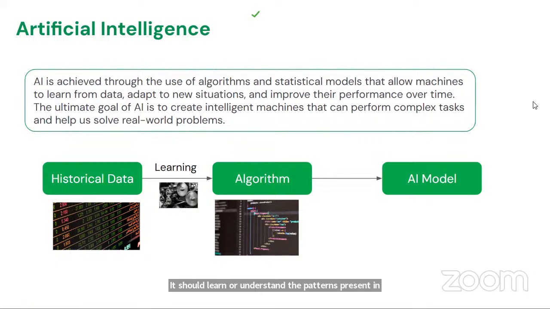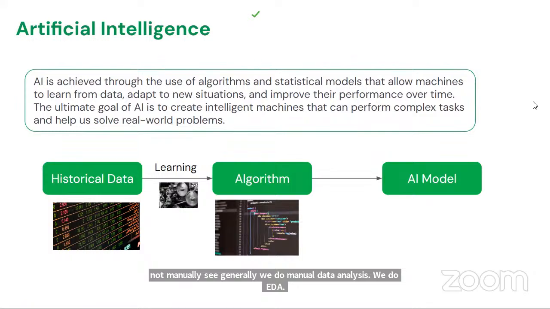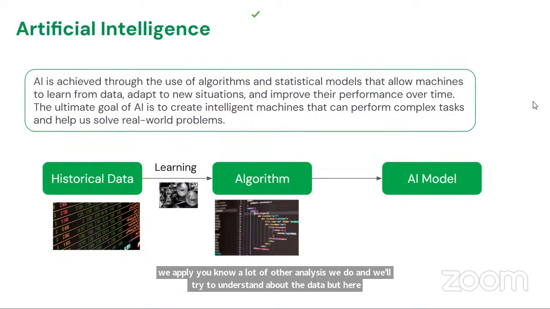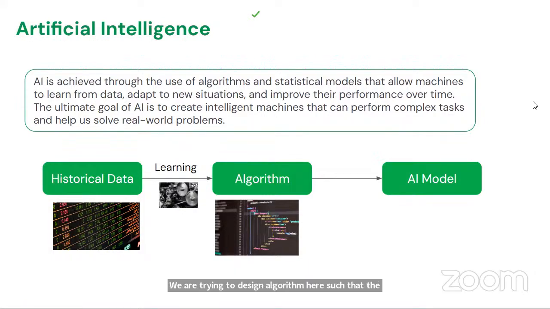See, generally we do manual data analysis. We do EDA. In EDA, we do manual analysis, right? We apply cross-tab, we apply mean, median, mode, we apply skewness, kurtosis, and a lot of other analysis, and we try to understand the data. But here we are trying to design an algorithm such that the algorithm itself will understand the patterns in the data, and ultimately we will do some tasks.